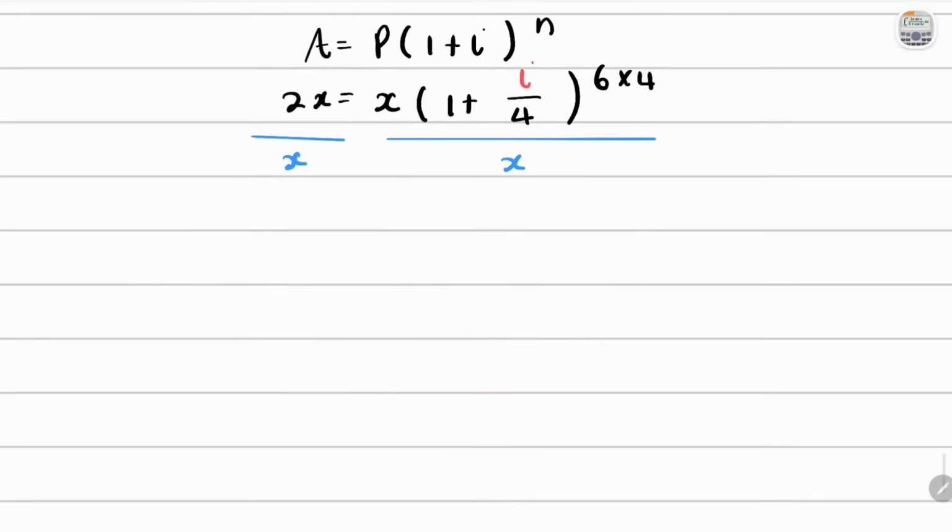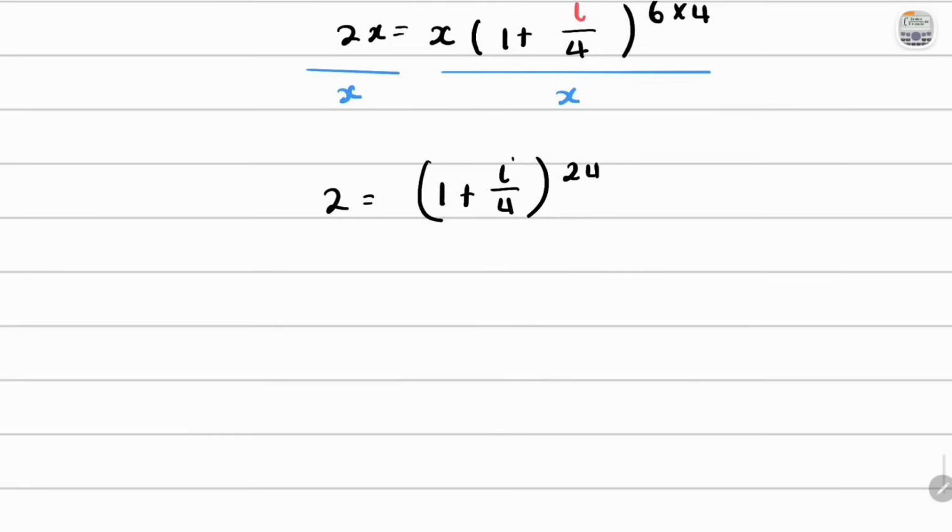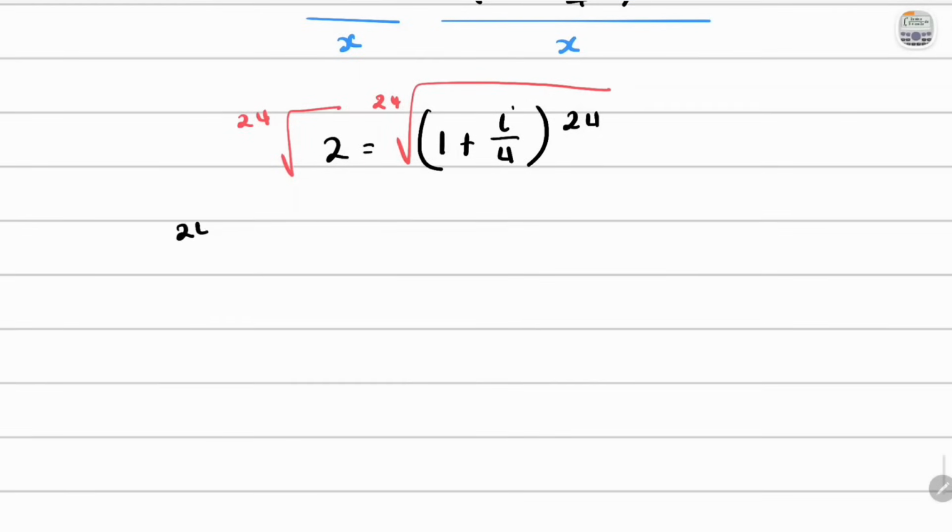For the money to have doubled, it couldn't have been 0. So this 2x divided by x is 2 is equal to, and those cancel, and we have 1 plus I over 4, and 6 times 4 is 24. So now we can get rid of that 24 by finding the 24th root of both hand sides of this equation. And so we can just leave this as the 24th root of 2 is equal to, and that would break open because they are the inverse of each other.